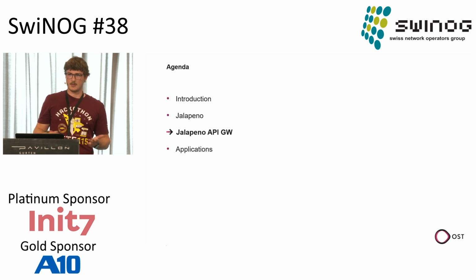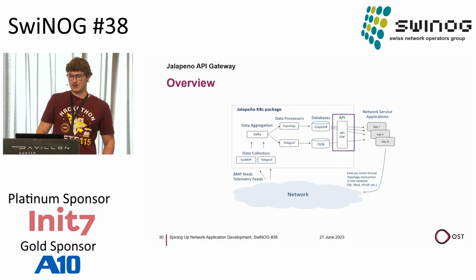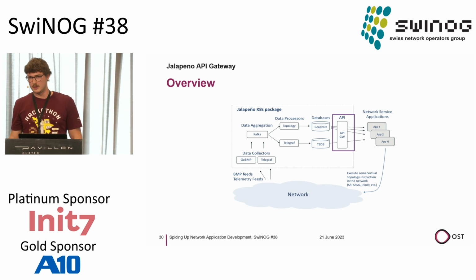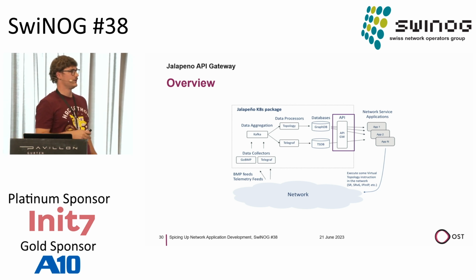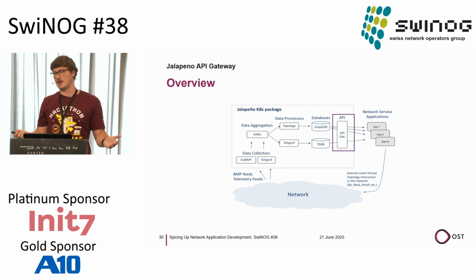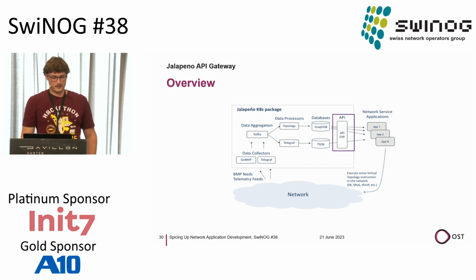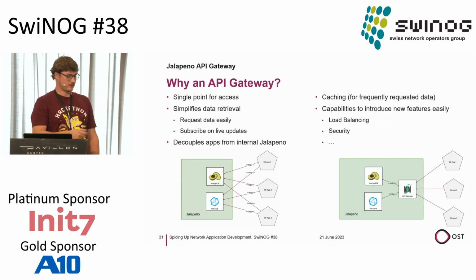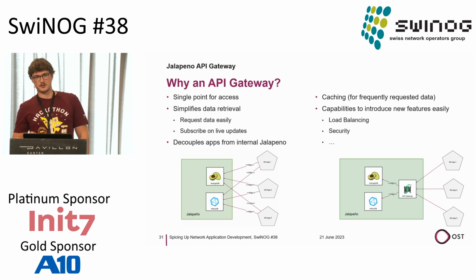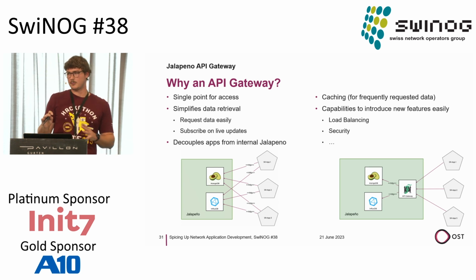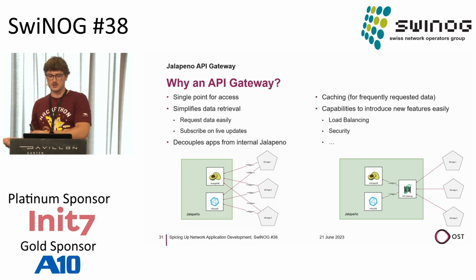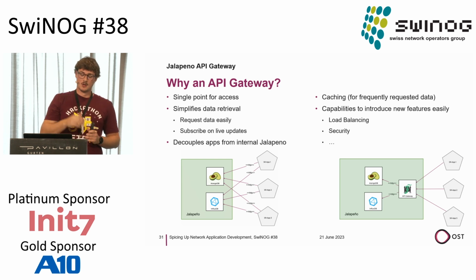Next, I want to talk about the last missing puzzle. The last missing puzzle is the API gateway. Cisco had already planned to do it, but actually they never invented one. So after a few projects, we thought that it's necessary to implement one, because in our first projects, we just wrote the applications and we used the databases directly.